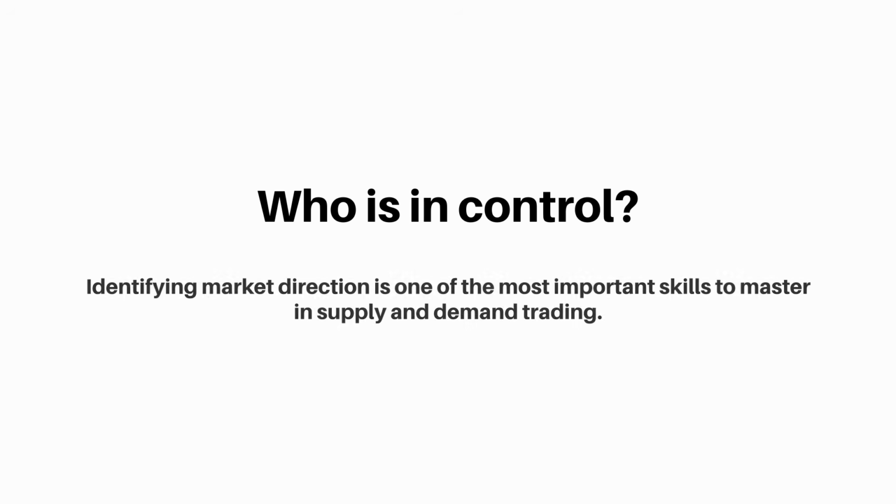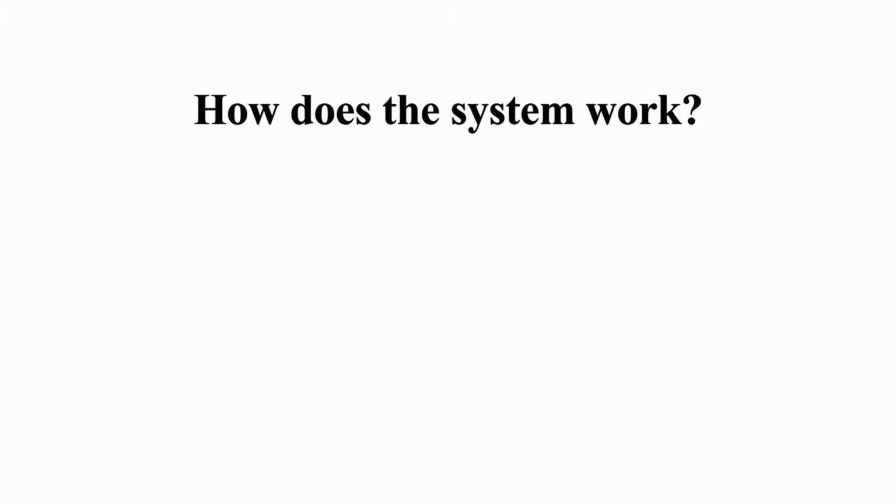Number 1. Who is in control? Identifying market direction is one of the most important skills to master in supply and demand trading since we always want to trade aligned with the controlling side of the market. How does the system work? It works based on simple mitigations.